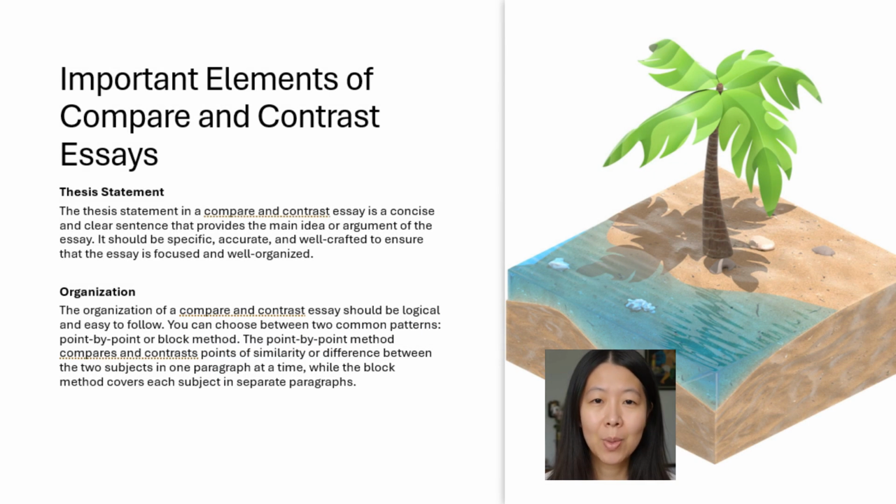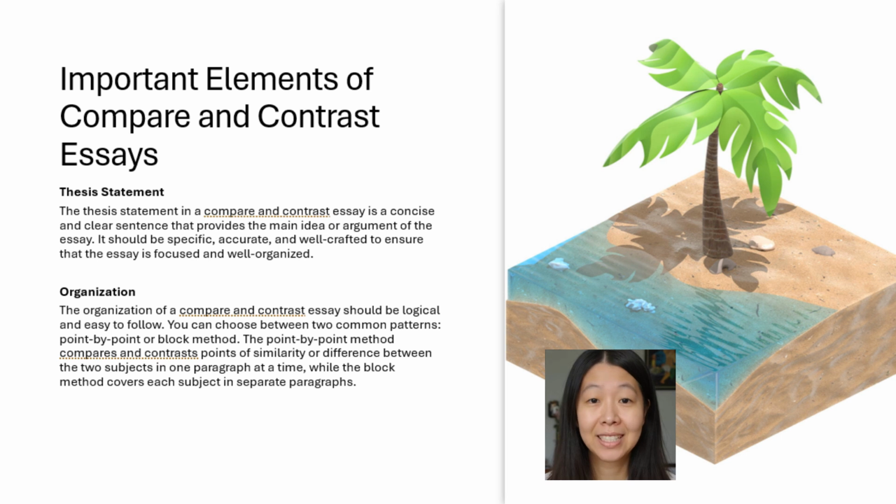In this section, we'll discuss two key elements that are essential for a successful compare and contrast essay: the thesis statement and the organization. Let's start with the thesis statement. This is the backbone of your essay. A thesis statement in a compare and contrast essay is a concise and clear sentence that presents the main idea or argument of the essay. It should go beyond simply stating that two items are similar or different. It should reflect a deeper analysis or insight.